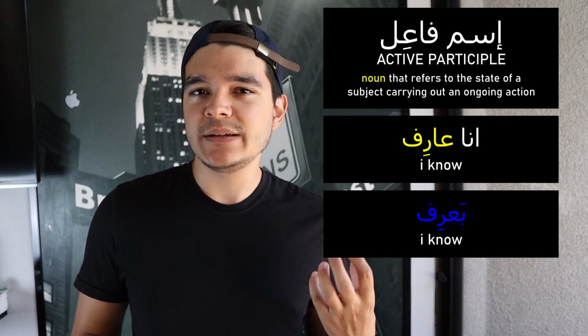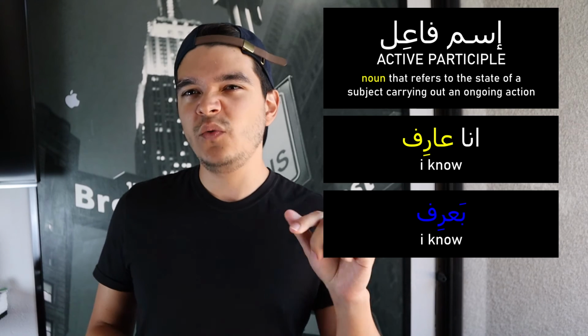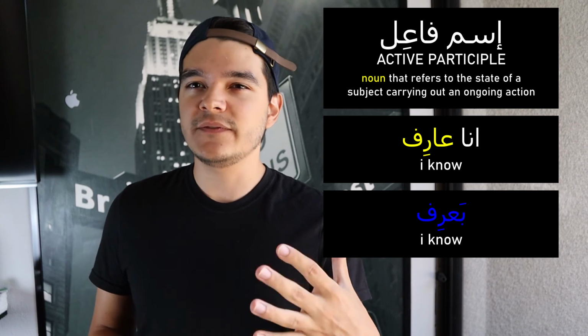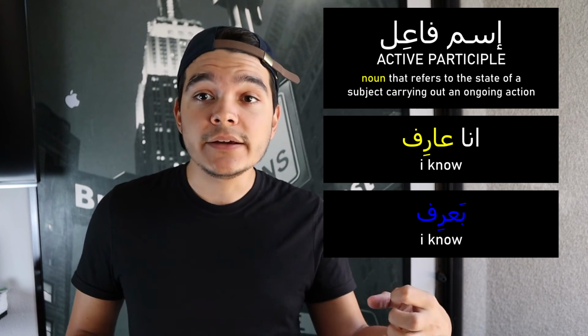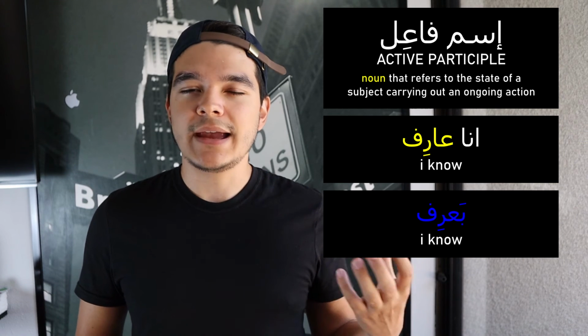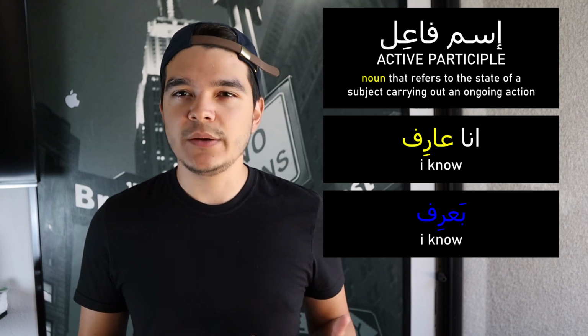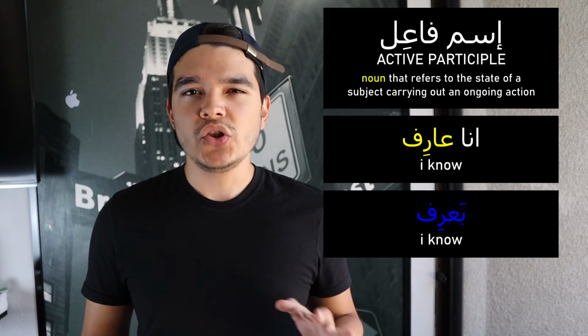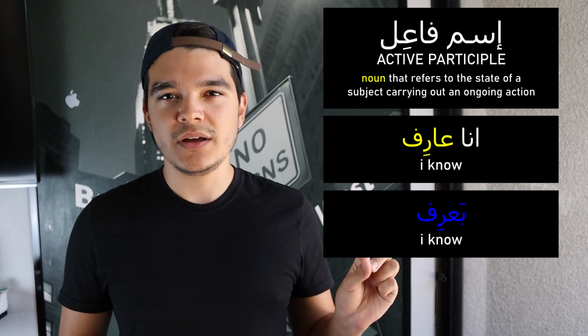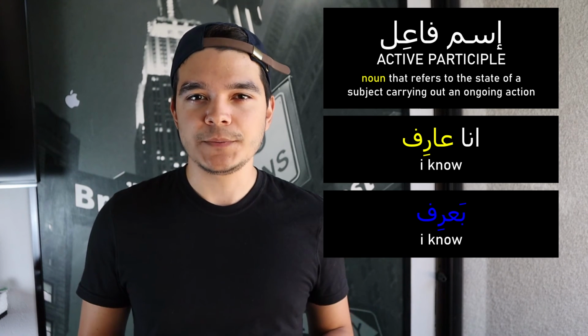Likewise, ba'rif is a bit more like "I know that," like you know a specific fact or idea, whereas ana a'arif is more like having a general knowledge about something or a situation. Although to be fair, with this particular verb, the two uses are a little bit more interchangeable.